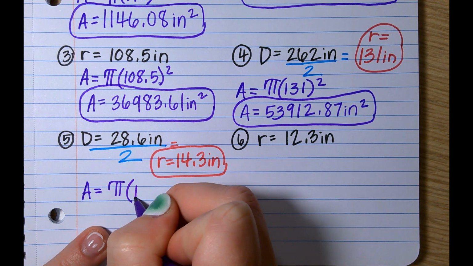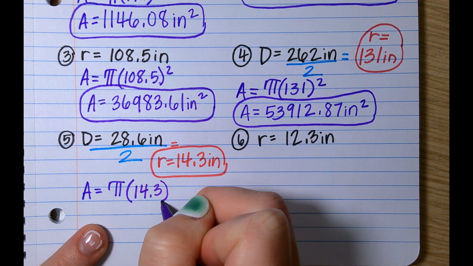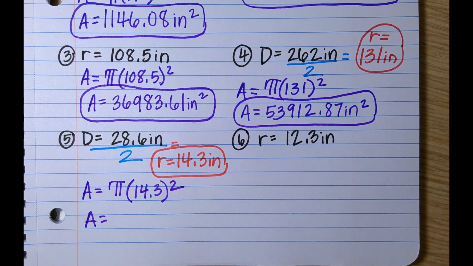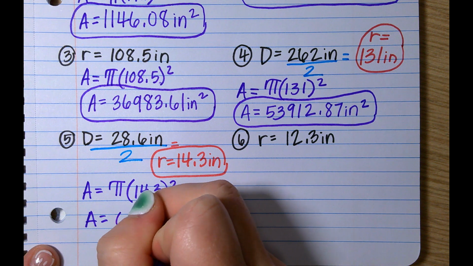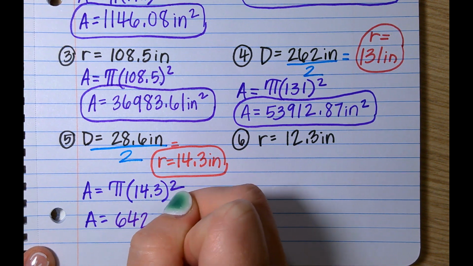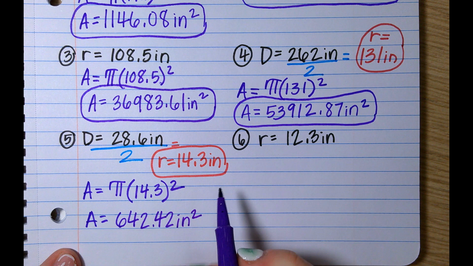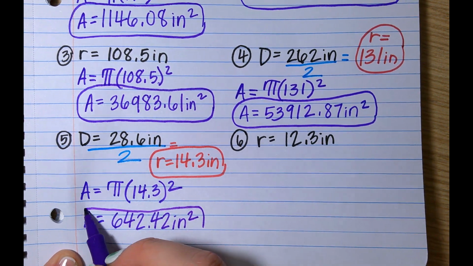Pi 14.3 squared, which will give you an answer of 642.42 inches squared. 642.42. Perfect. 642.42 inches squared. That is for number 5.